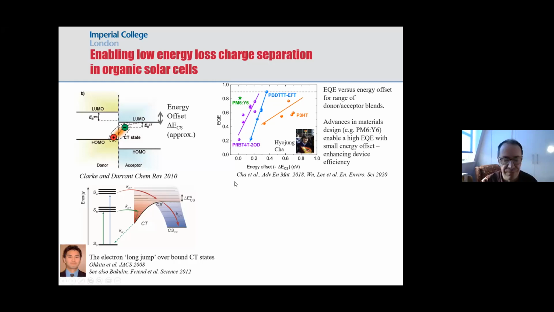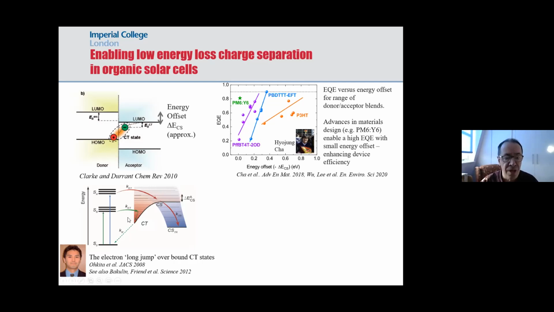How do they do that? Well, we have this challenge that you can form bound charge transfer states at the interface of a donor acceptor because the Coulomb attraction is low. The dielectric constant is low, which means the charges are coulombically bound. And it's very easy to form bound charge pairs at these interfaces.